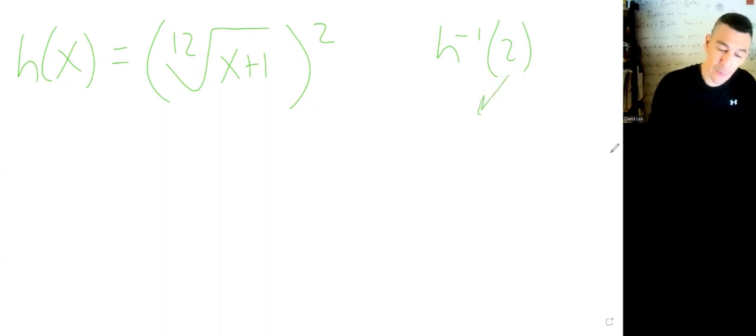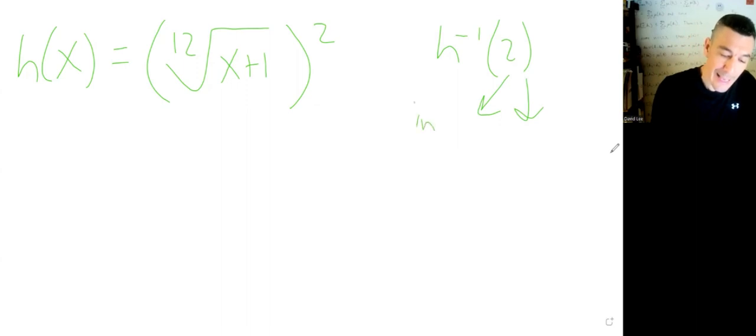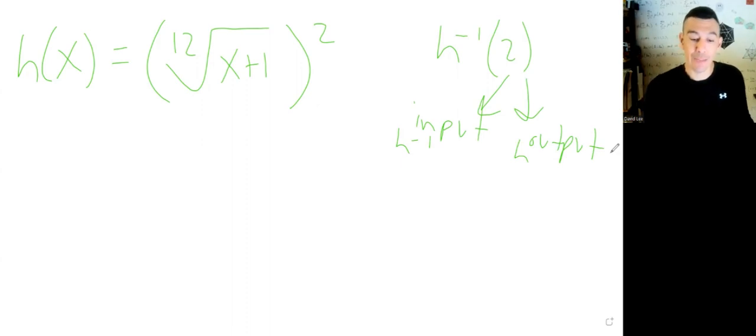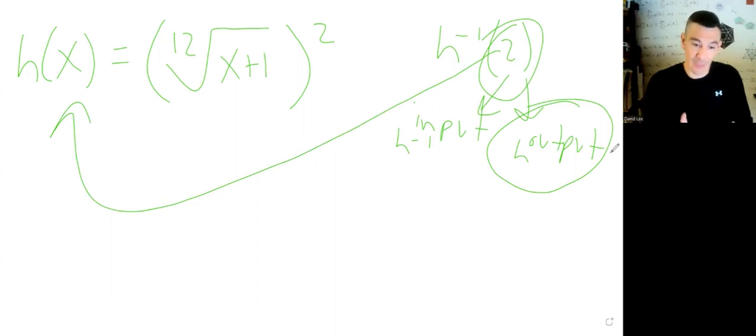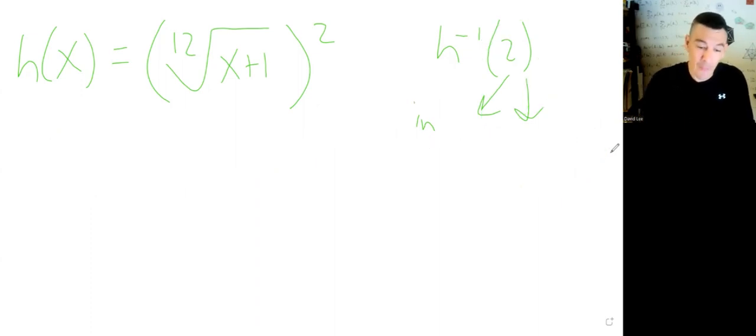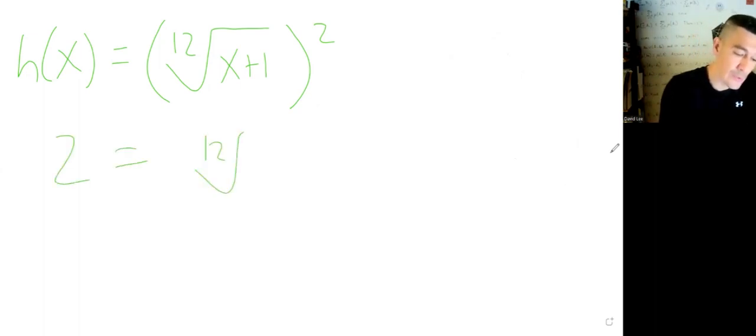And we know that this 2 can be sent to one of two locations. You could send the 2 as the input into h inverse, or you could take the 2 and send it as the output into h, right? Two options. Plug it in as the x for h inverse, or plug it in as the y in h. And I want to take the second path. I want to take the 2 and plug it in as the output in the original h. And that should give us the final answer. So we should have 2 equals the 12th root of x plus 1 to the power of 2.